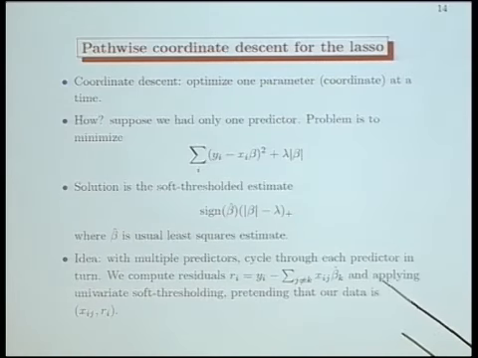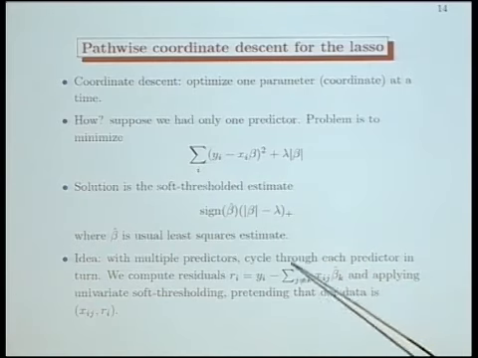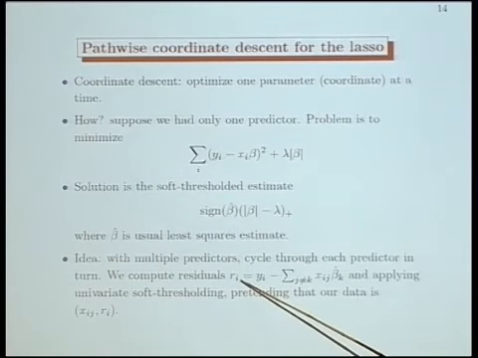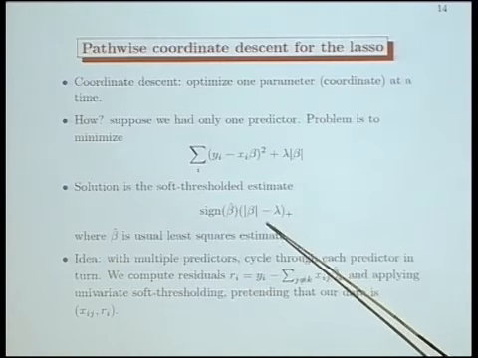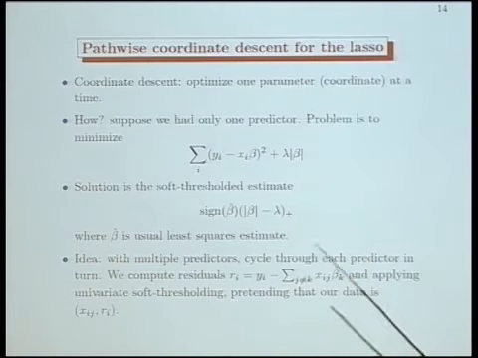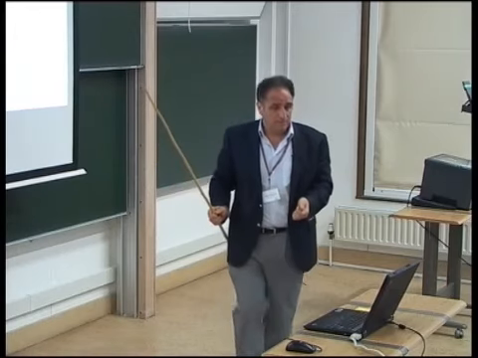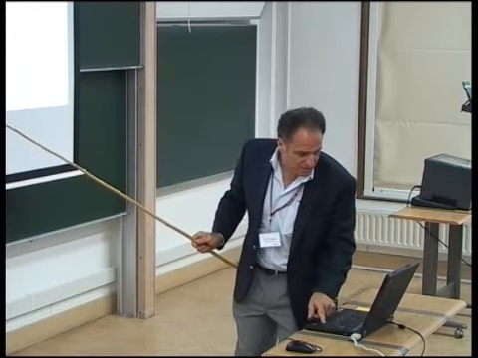So that's the algorithm. So in detail, what you do is you take the residuals, removing the fit from all the other variables, and then apply soft thresholding to the residuals to get the coefficient for beta j, and then cycle through. That's it. Very simple. And if you do that, it converges to the lasso estimates for the set of variables x1 through xp.